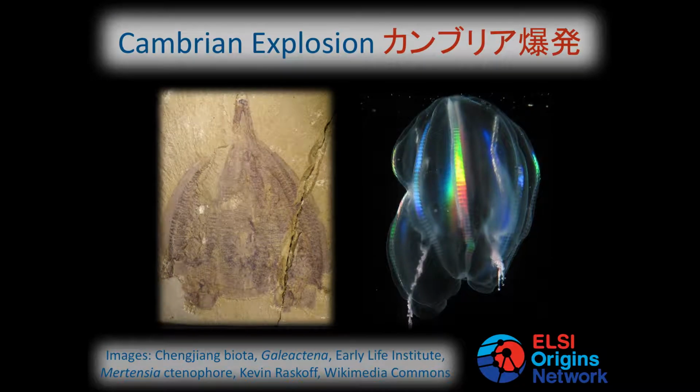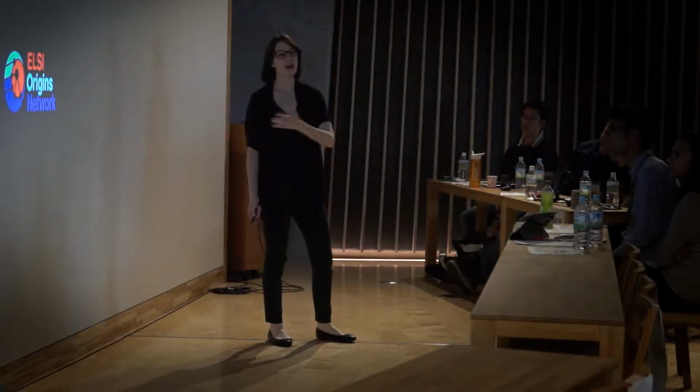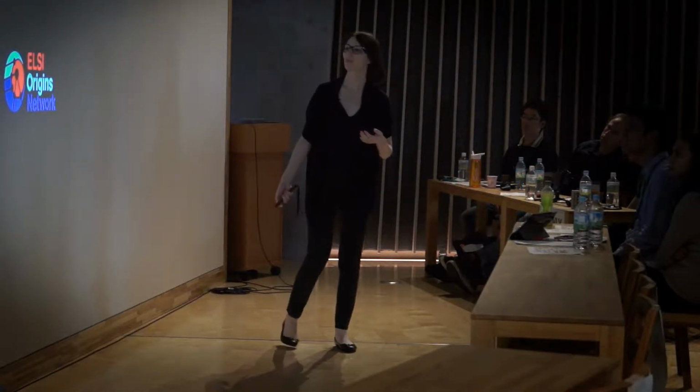fossil called Galeactena, which looks very similar to modern ctenophores, also known as comb jellies. This fossil is from Chengjiang in China, a famous place where exceptional fossils of soft-bodied animals like this can be found, although these are otherwise rare in the fossil record.